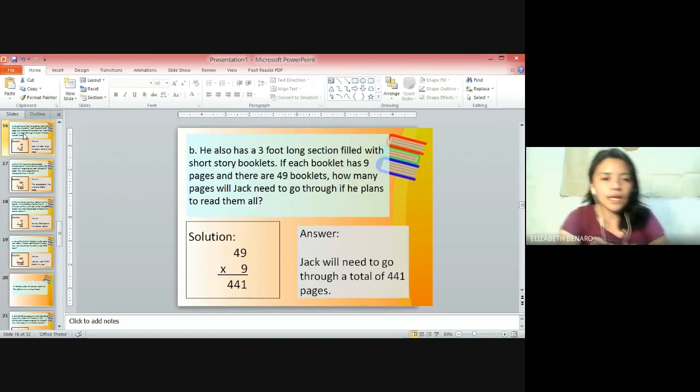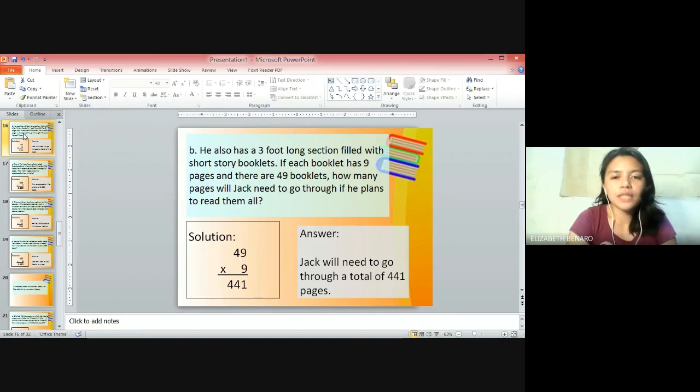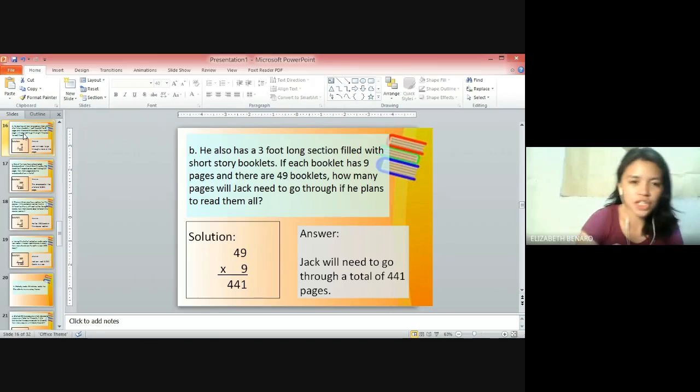Letter B. He also has a 3-foot long section filled with short story booklets. If each booklet has 9 pages and there are 49 booklets, how many pages will Jack need to go through if he plans to read them all? So here is the solution. 49 booklets times 9 pages is equal to 441. So the answer is Jack will need to go through a total of 441 pages.